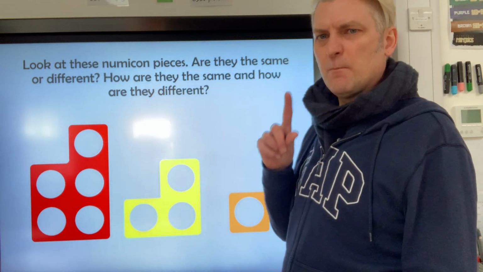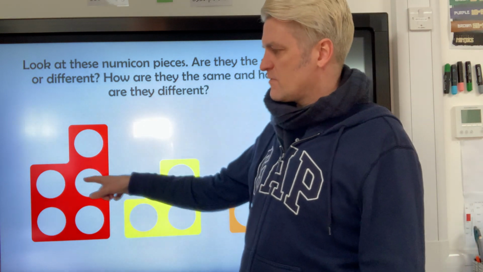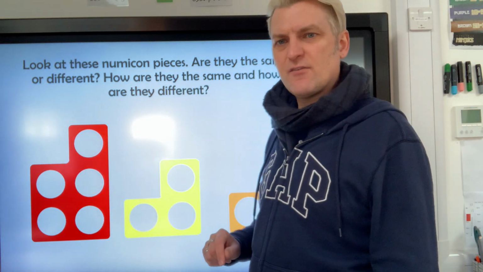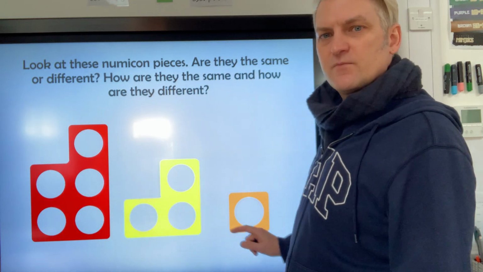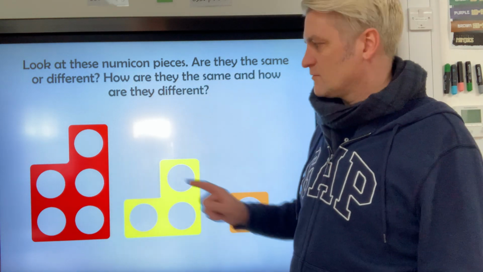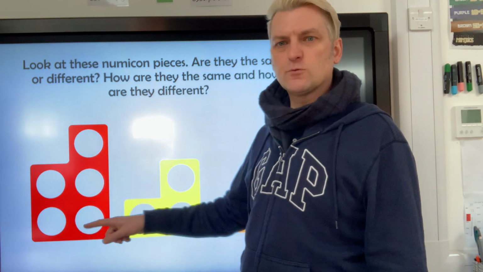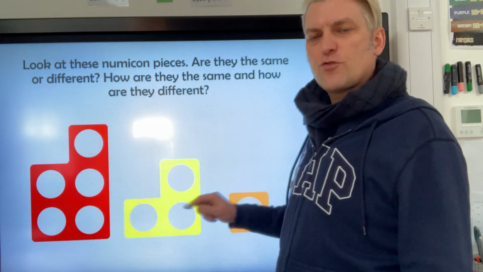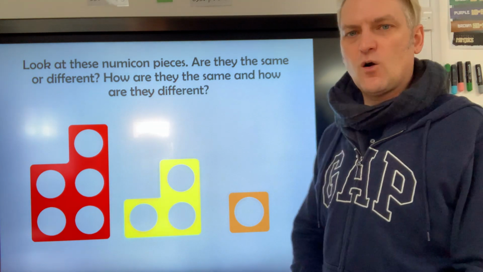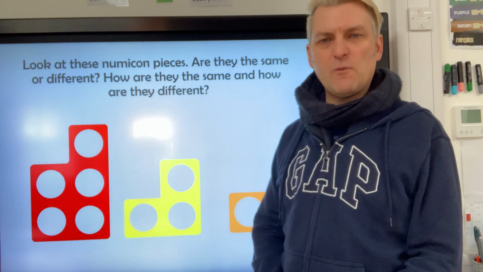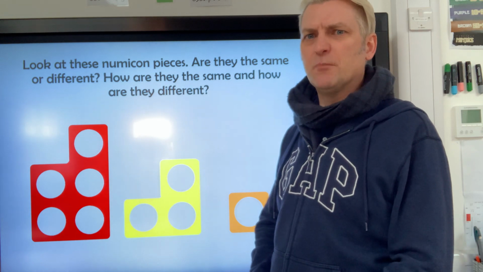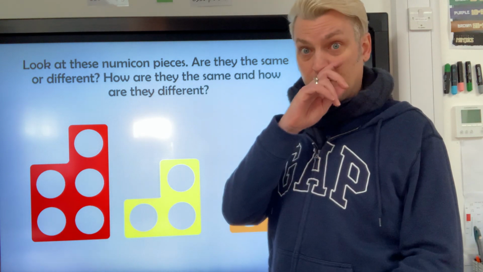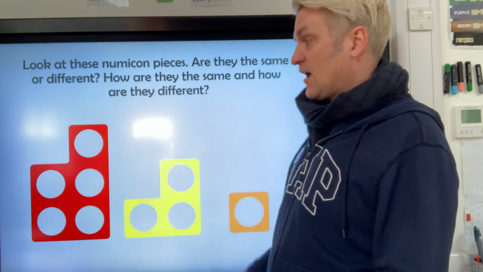I can see one more thing. They've got different numbers, haven't they? This is the 5, this is the 3, and this is the 1. So they've got different number holes. 5 holes, 3 holes, and 1 hole. So remember, when we're thinking about our maths, we always try to think about the numbers for it, or it could be about the size as well. Okay, so there we are.